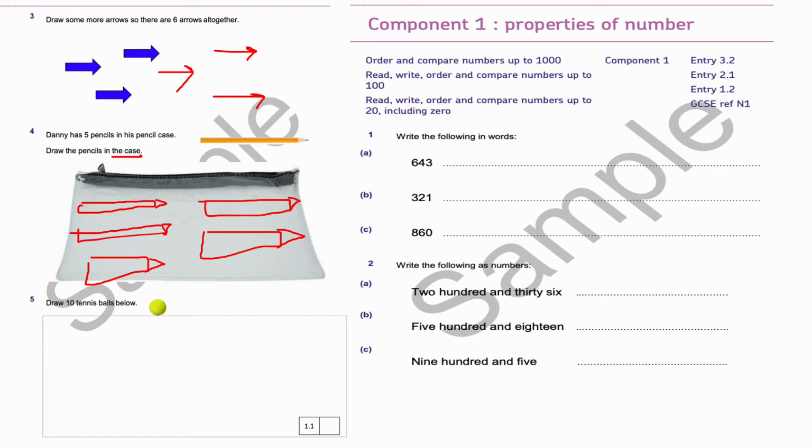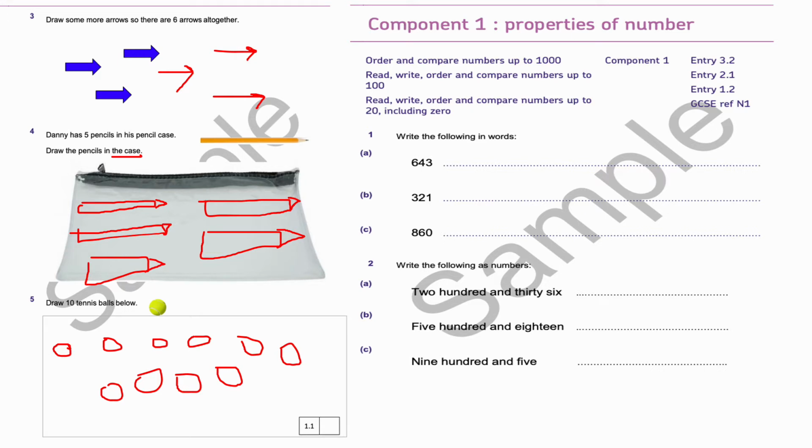Question number 5. Draw 10 tennis balls. Well, I'm just going to draw 10 circles. So 3, 4, 5, 6, 7, 8, 9, and 10. So that's 10 tennis balls.